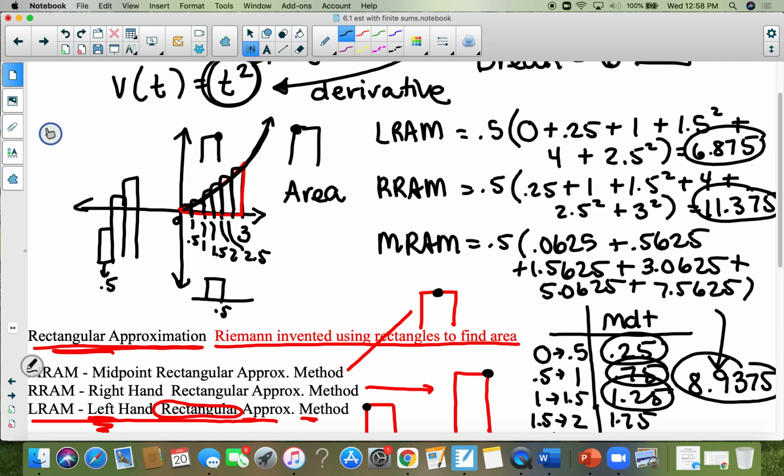As you can see, this is an underestimate, this is an overestimate, and this is the most accurate one, called the midpoint. We're going to do more of these. I just wanted to show you all three of these on the same page. Okay.